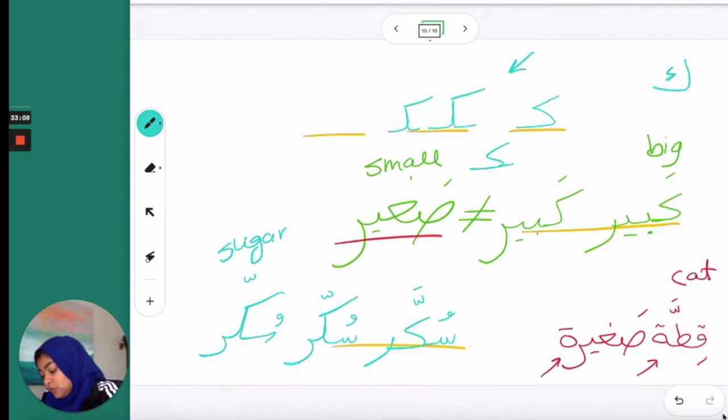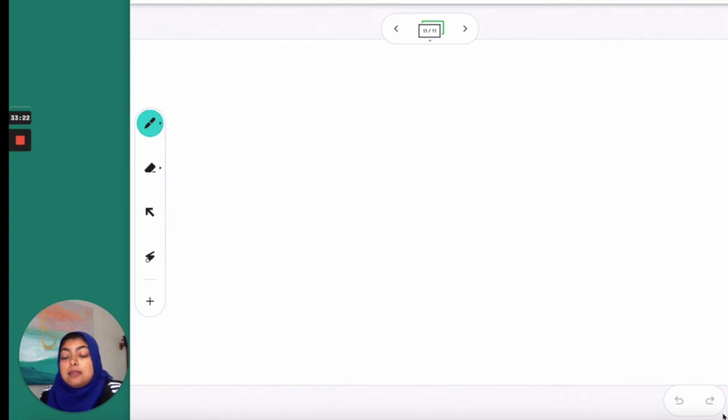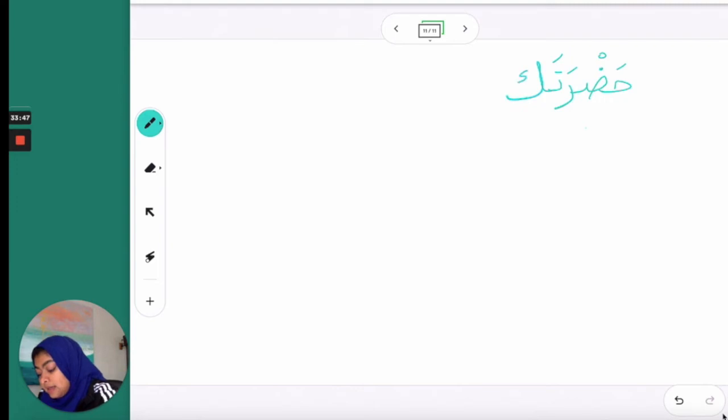Okay, let's do final position, which is pretty simple. It looks like itself. Connected, looks like itself. Final position. So let's do حضرتك. ح with a fatha. ح ضاد, stopping on it. حض. را. را doesn't connect. Ta, and then ending on the kaf. حضرتك.